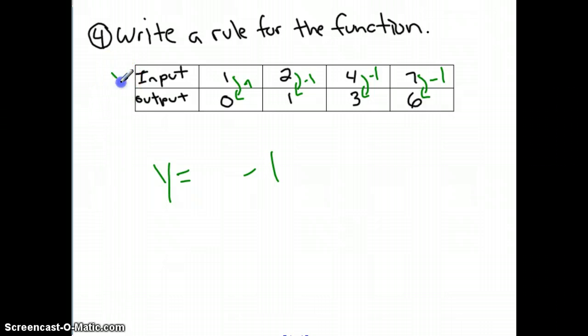And again, remember that the input we can think of as being the x and the output in this case being the y. So whatever the input is, it's being decreased by 1. So that represents our input. No matter what it is, it's decreasing by 1. So our rule for the function is going to be y equals x minus 1.